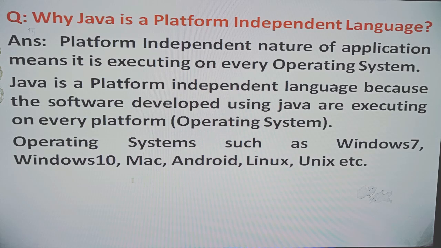It is not like that you have developed software on the Windows 10 operating system, so it will be limited only to Windows 10. No, this software can be executed on Windows 10 as well as on Windows 7, Mac, Android, Linux and Unix. That is the specialty of platform independent nature. So this is the reason that Java is a platform independent language.